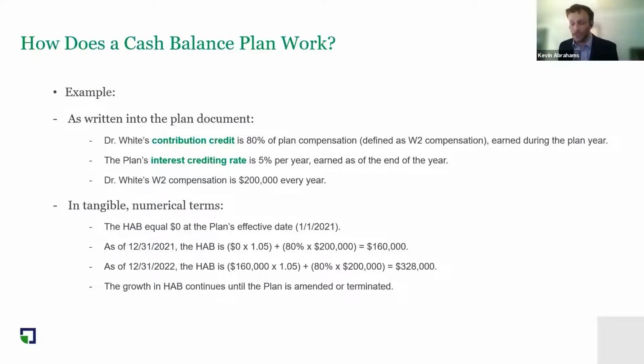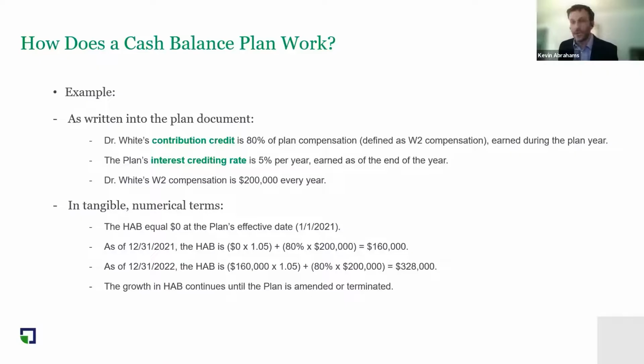So in numerical terms, in this hypothetical situation, we're starting in 2021 with zero balance. Dr. White has nothing when the plan is first effective. As of December 31st, 2021, she gets 5% of zero, which is obviously just zero, and she gets the contribution credit of 80% of her compensation. Moving that one year forward, just to see how the pattern continues, she'll then get 5% of her 12/31/2021 balance, plus another contribution credit based on what she earns compensation-wise in 2022.